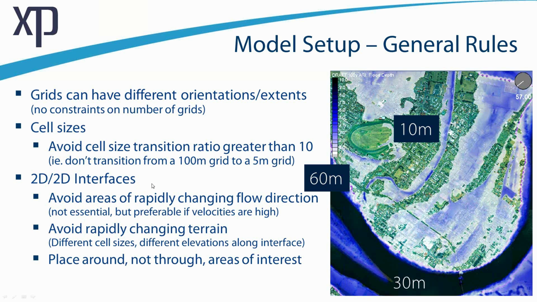Some tips for where you locate your 2D interfaces. Generally, what you do want to avoid is areas of rapidly changing flow direction. The one exception to that would be potentially flow across a levee bank, such as shown in the image on the right. But avoid putting your 2D interface hard up against a building where the flow patterns are rapidly changing around that building. Rapidly changing terrain also can cause problems, such as across a riverbank, because the different cell sizes and different elevations along the interface can cause some issues. Generally speaking, though, it's not too much of a problem, but you may get issues in those areas.